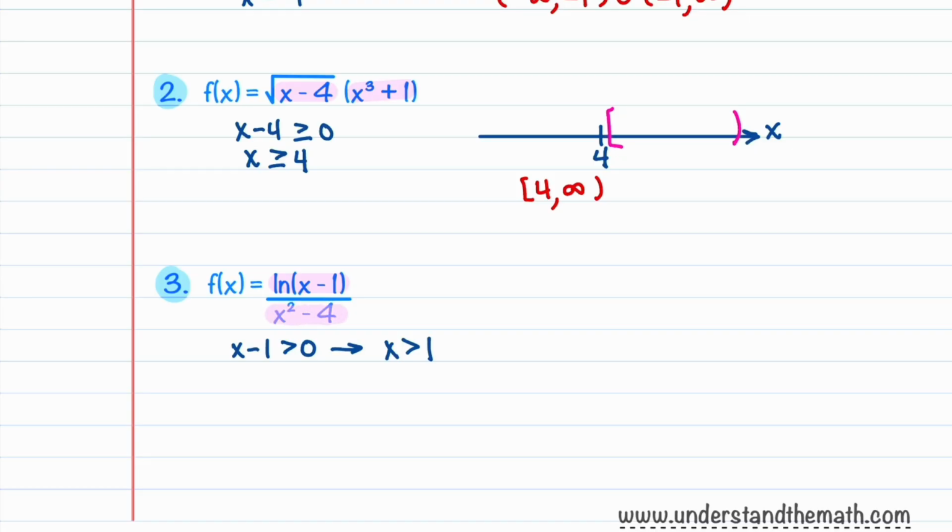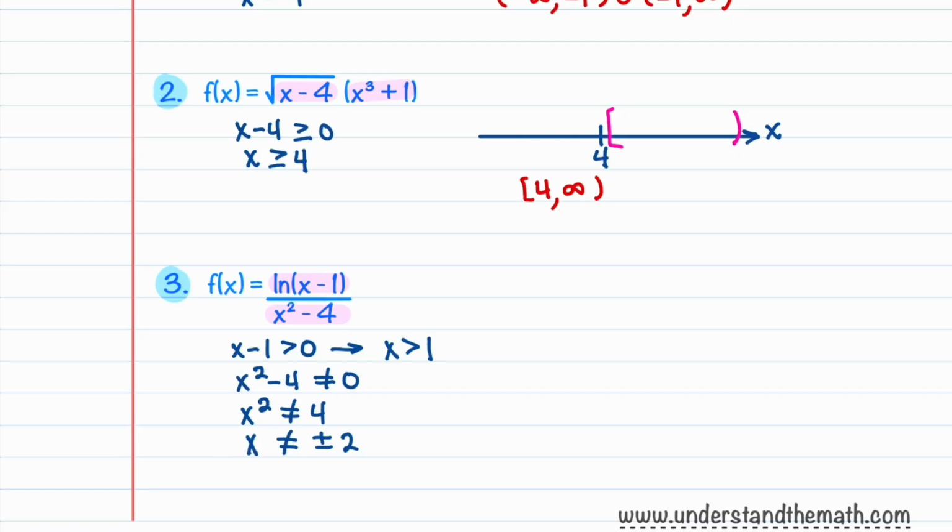Now let's look at our denominator. We cannot have a denominator be equal to 0, so we're going to require that x squared minus 4 is not equal to 0. Solving this, we get x squared is not equal to 4, which means x is not equal to plus or minus 2. Don't forget the negative piece.